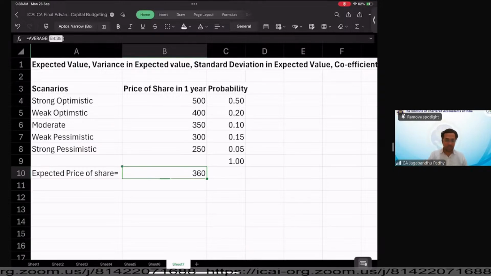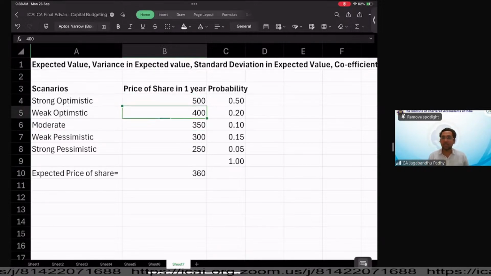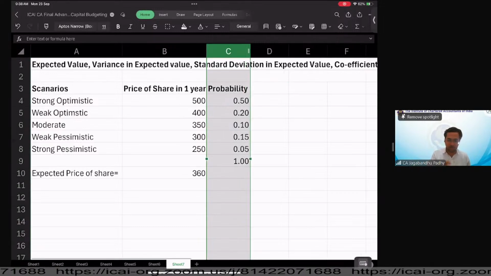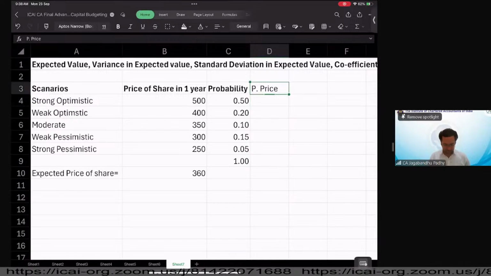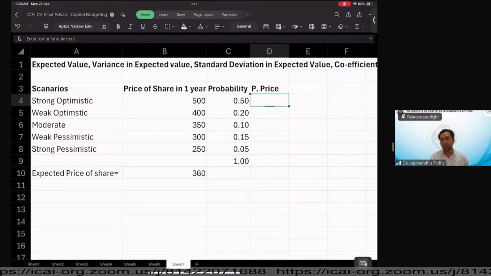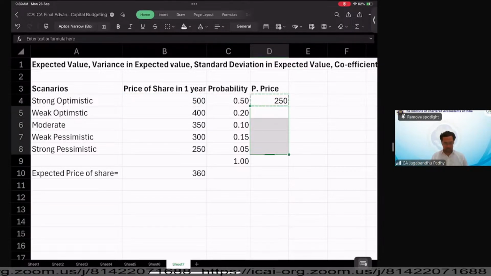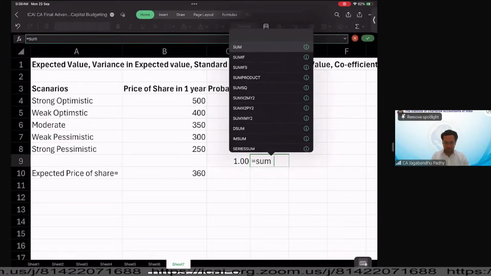No. Can I say the weightage is different now? For the strong optimistic scenario, there is a different weightage. For a weak optimistic scenario, there is a different weightage. So we need to get the expected value. For that, we simply compute probability into price. What's the expected price? That's going to be 500 multiplied by its probability. So price into probability is what we take, and then we take a summation of all of them.